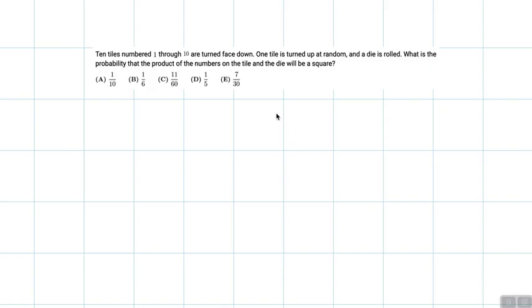Okay. So that is the probability that we have 1 times 1 is a square, or 2 times 2, 3 times 3, 4 times 4, 5 times 5, or 6 times 6, out of all the options here. Number of options, number of pairings, I guess, is 10 times 6, which is 60. Probably the product.